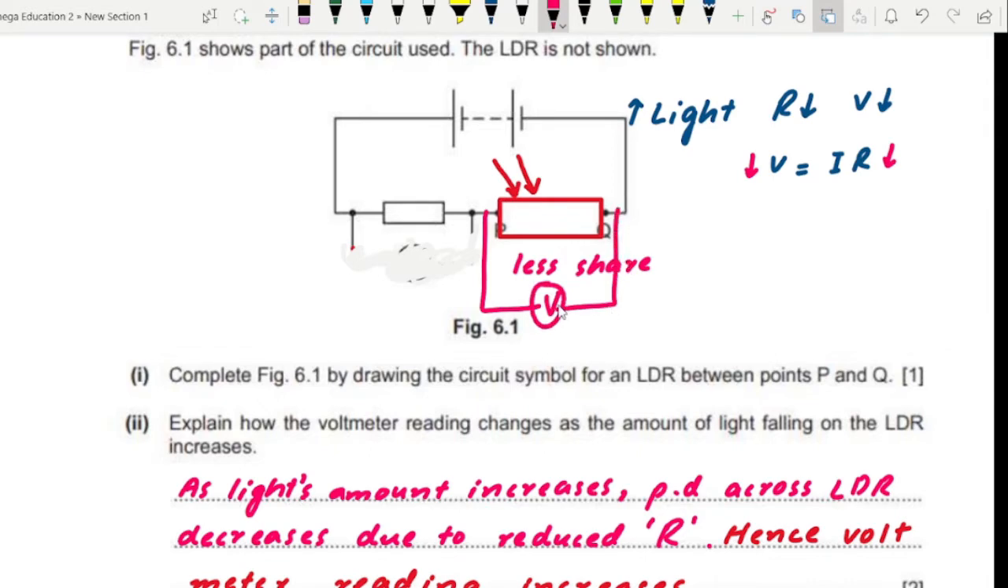In this case, the answer would have been, as the amount of light increases, the resistance of the LDR decreases, and hence the voltmeter reading would also decrease, because the voltmeter is directly connected to the LDR. Whatever happens to the voltage of the LDR, that would be the answer for the voltmeter reading. But since in the question the voltmeter is not connected to the LDR, rather it's connected to the other resistance, the effect would be the other way around, opposite effect. Are we clear with this one? All right, moving on to the next one.